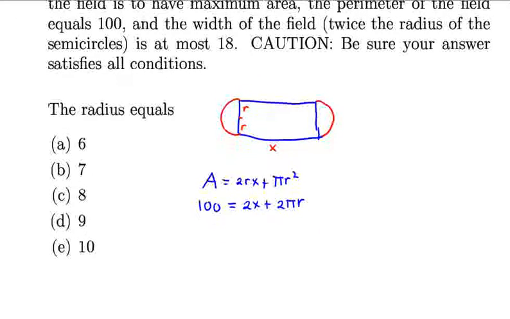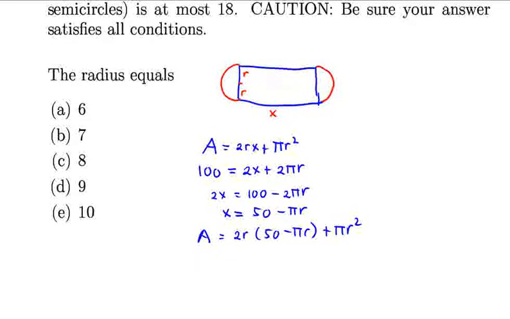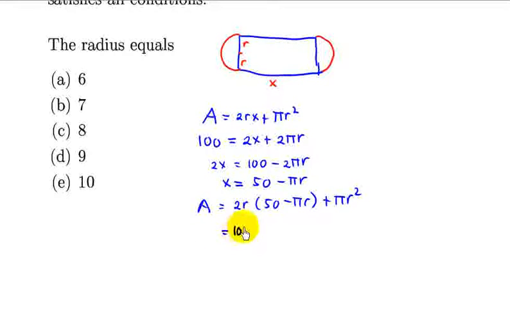Okay. Now from here we have 2x equals 100 minus 2 pi r. Or you can solve it for x: x equals 50 minus pi r. So now if we plug this x into A, putting 50 minus pi r instead of x, we get 2r multiplied by 50 minus pi r plus pi r squared. And if we simplify, we have 100r minus pi r squared.